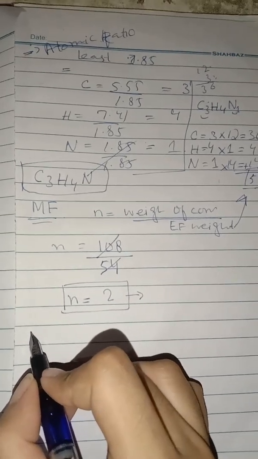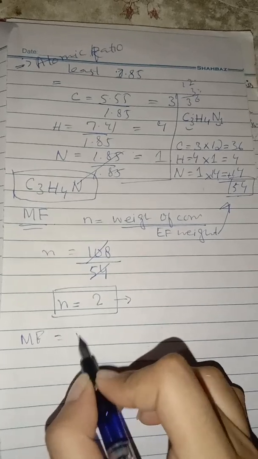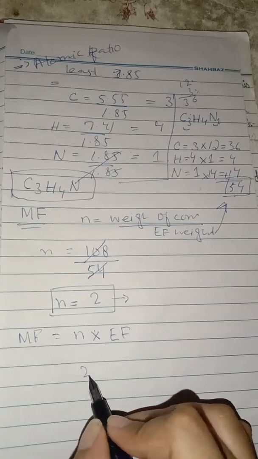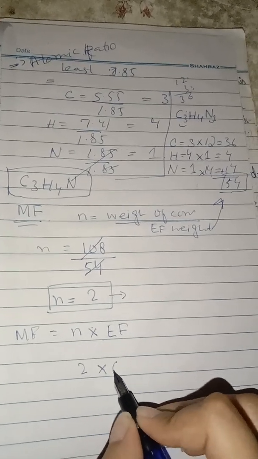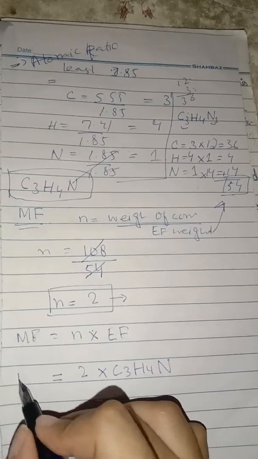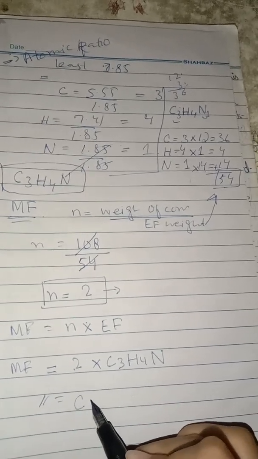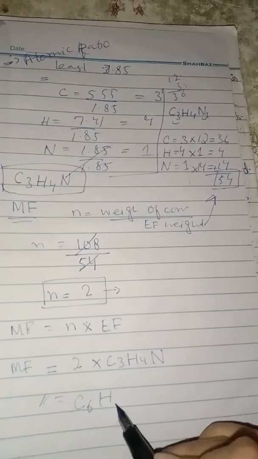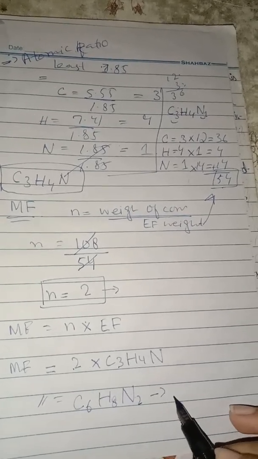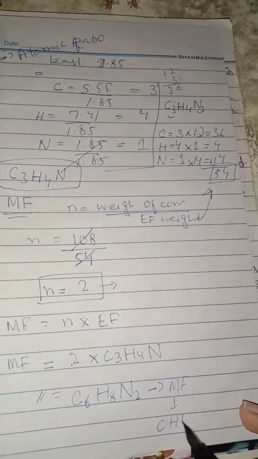So let's move towards the next step. The next step is to find the molecular formula, that is, multiply the number of moles with the empirical formula. The number of moles that we got is 2, and the empirical formula is C3H4N. 2 3s are 6, 2 4s are 8, and 2 1s are 2. So this is the molecular formula: C6H8N2.